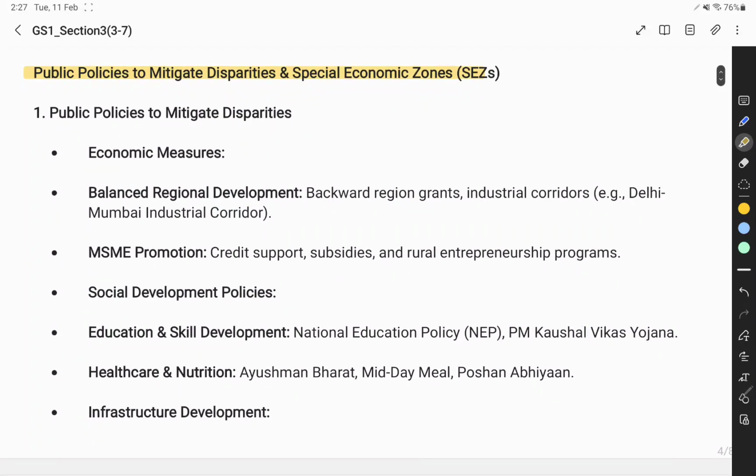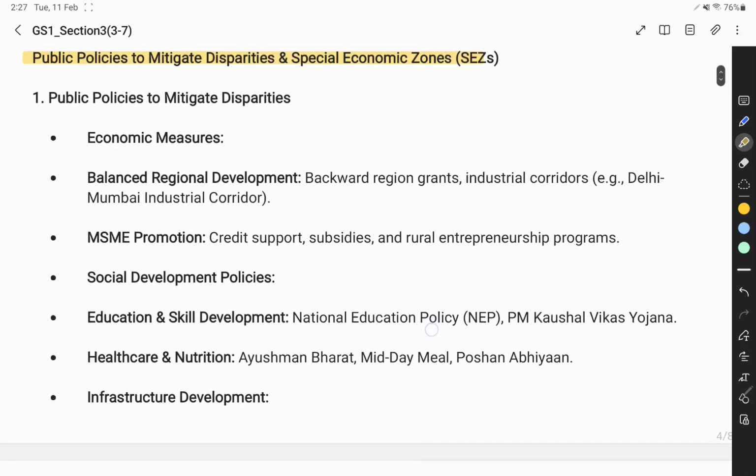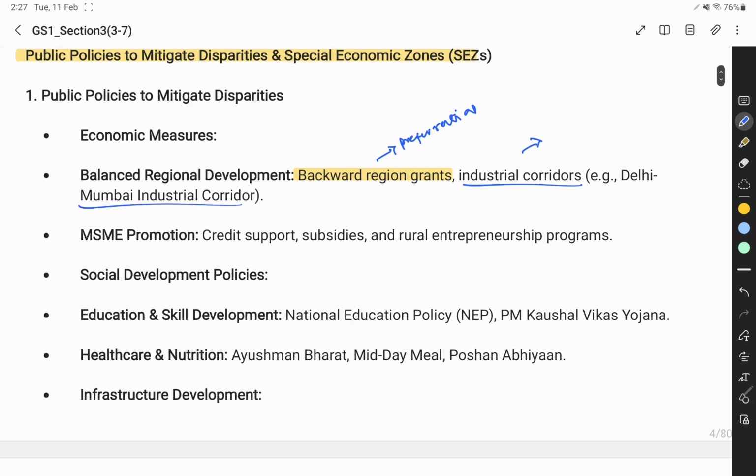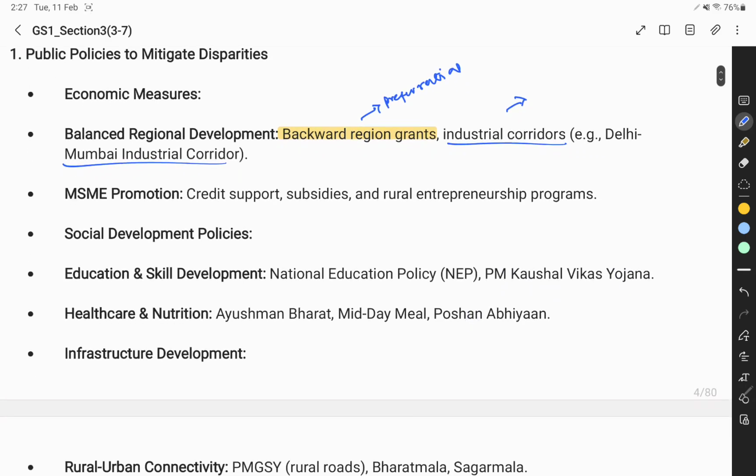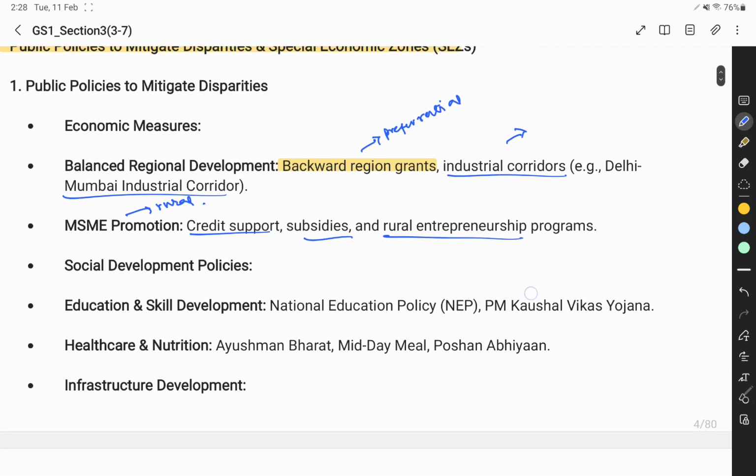One is the economic measures, that is balanced regional development. Here this is balanced region grants. Here you can do preferential grants for those in need. Then the industrial corridors, suppose the Delhi Mumbai Industrial Corridor, this is the new one. Then the MSME promotion, this is especially for the rural areas: rural entrepreneurship programs, credit support, subsidies.